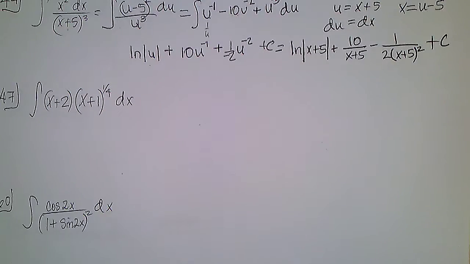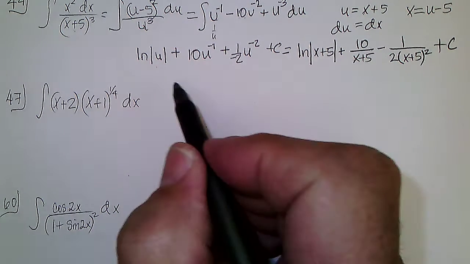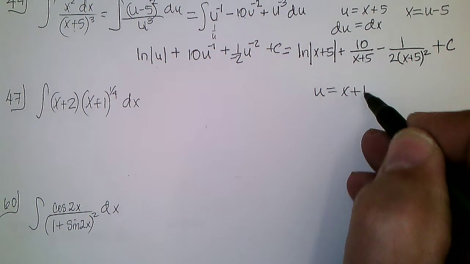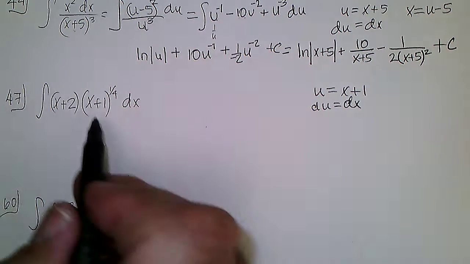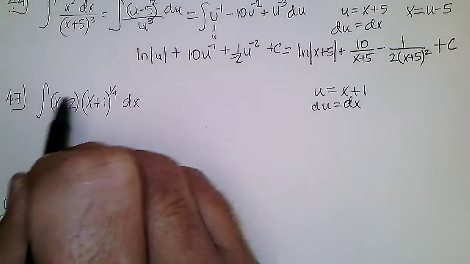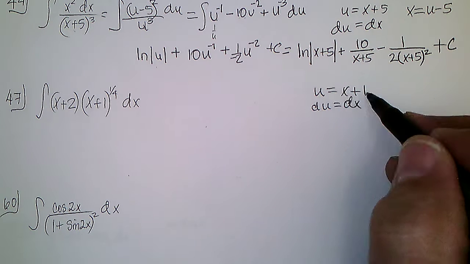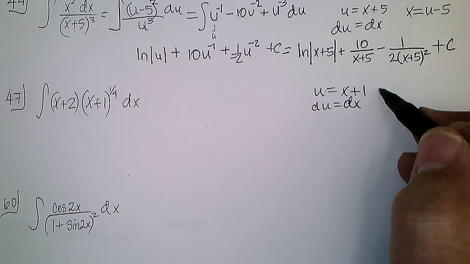Okay, the next one. Well, this is to the 1/4. With an x plus 1 a little messy, so I'm going to let u equal the x plus 1. So du is the same as dx. So this becomes, oh, and I got an x plus 2. So what would x equal? So u minus 1 is x.